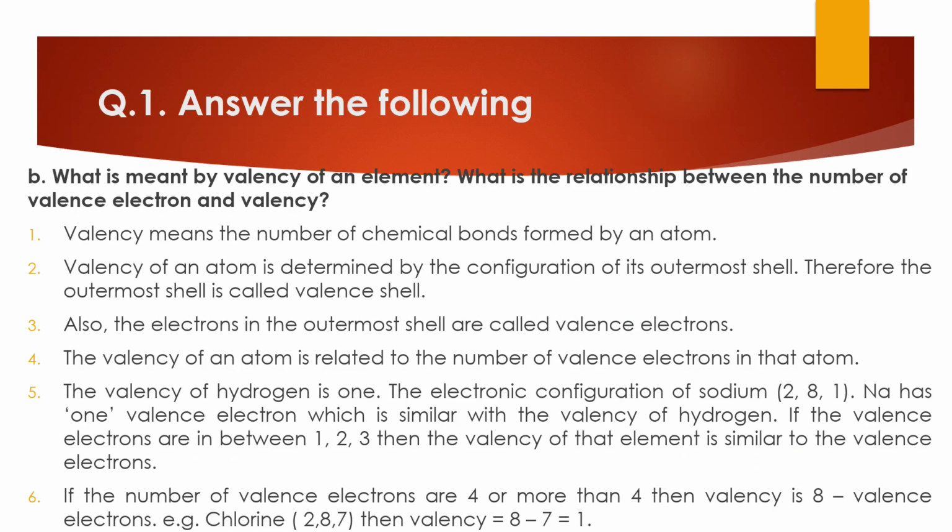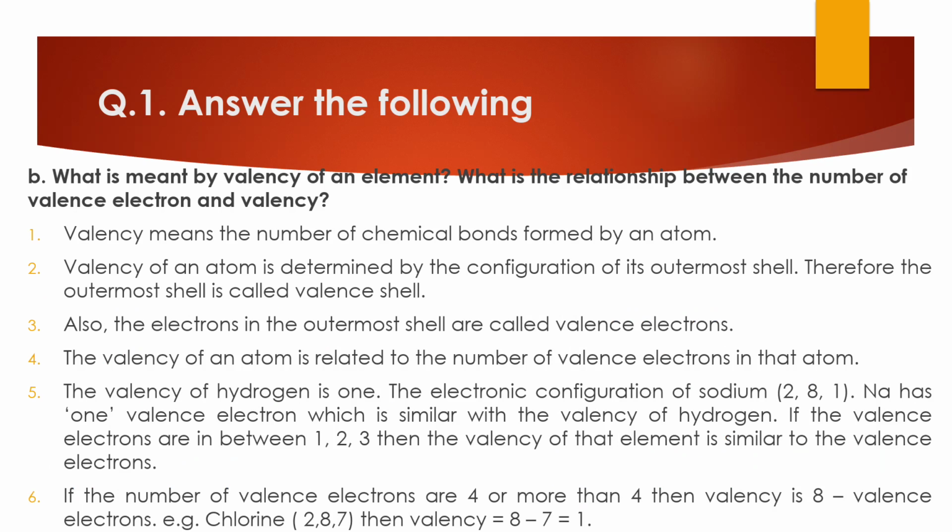Now the second question they have asked is: what is the relationship between the number of valence electrons and valency? So the relationship is as follows. For example, the valency of hydrogen is 1. The electronic configuration of sodium is 2, 8, 1. Sodium has one valence electron, which is similar to the valency of hydrogen.